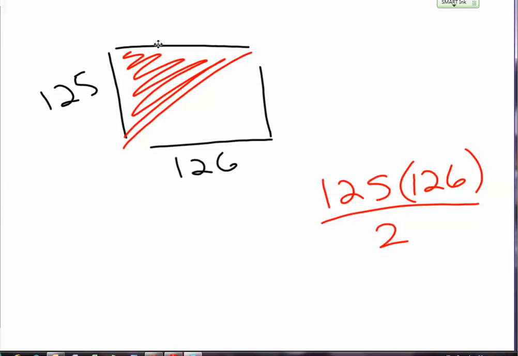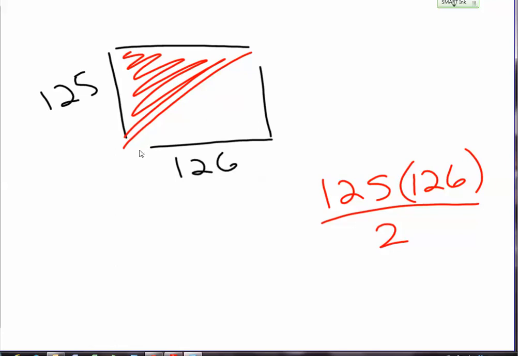This would be the 125th triangle here. And so when we put 2 of them together, we get a rectangle that's 125 by 126. And now you can just pop that in your calculator, multiply 125 by 126, and divide it by 2. And we have actually the number of chips that I would need for the 125th figure number.